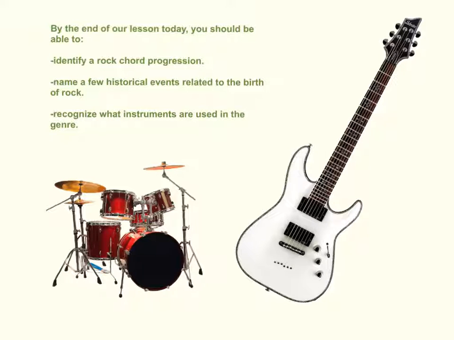By the end of our lesson, you should be able to do a few things. First, you should be able to identify a rock chord progression and how that differs from music we listen to today. Also, you should be able to name a few historical events related to the birth of rock and roll, and how these not only changed rock and roll itself and formed it, but changed music as a whole. And finally, you should be able to recognize what instruments are used in the rock and roll genre and how they paved the way for different music in the future.